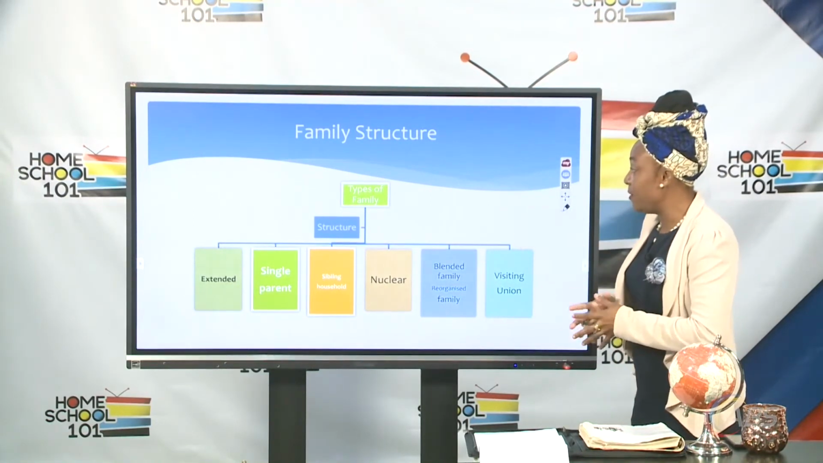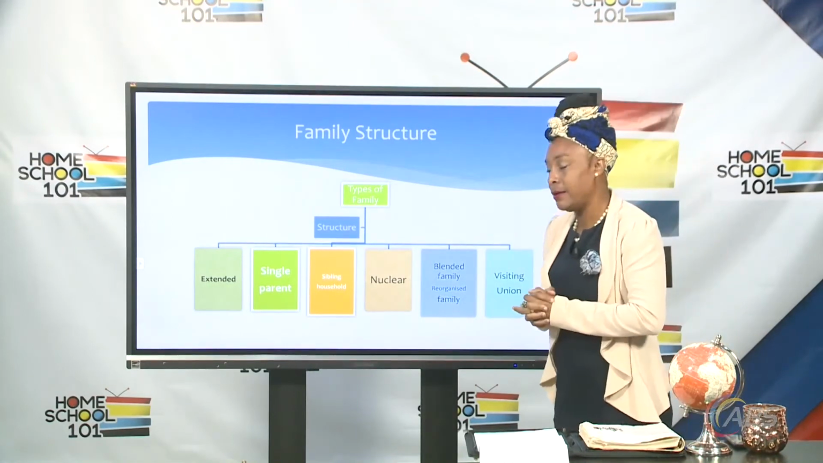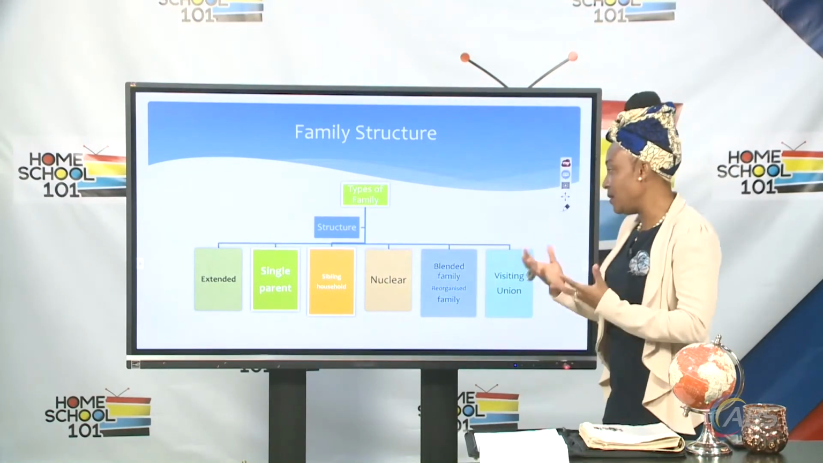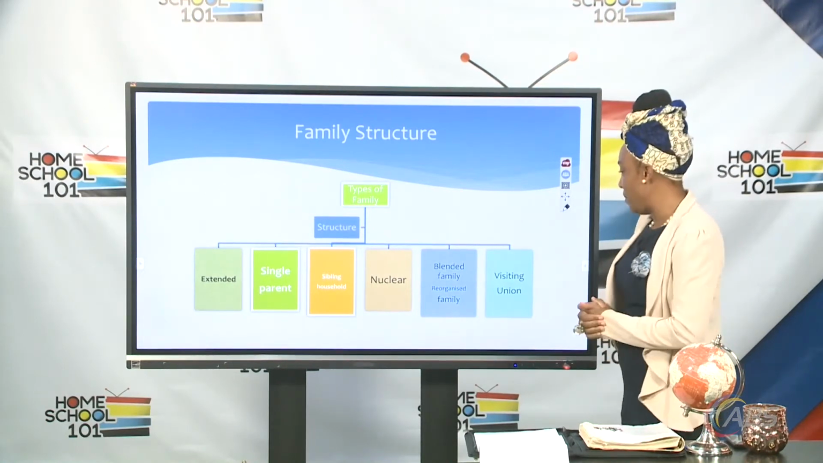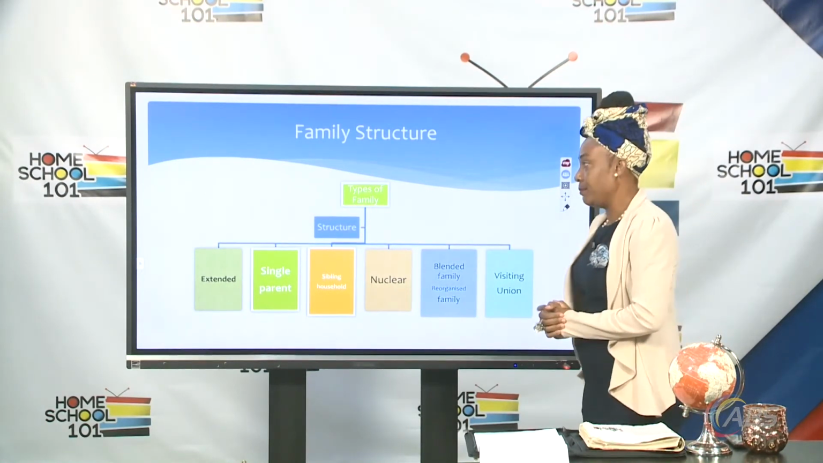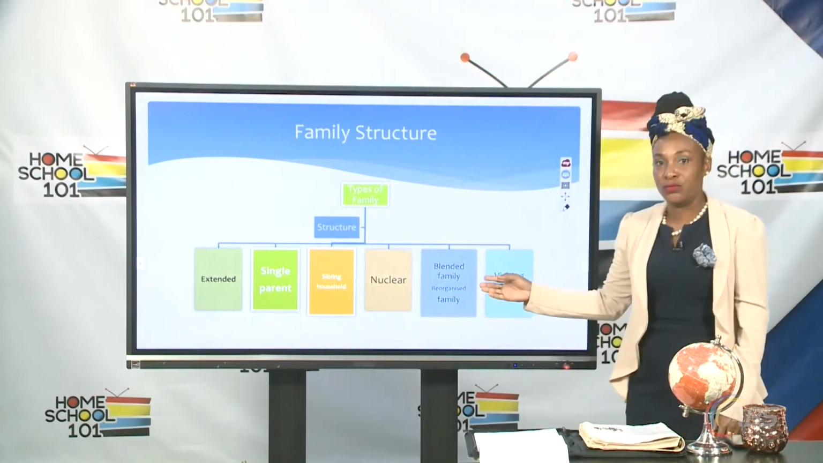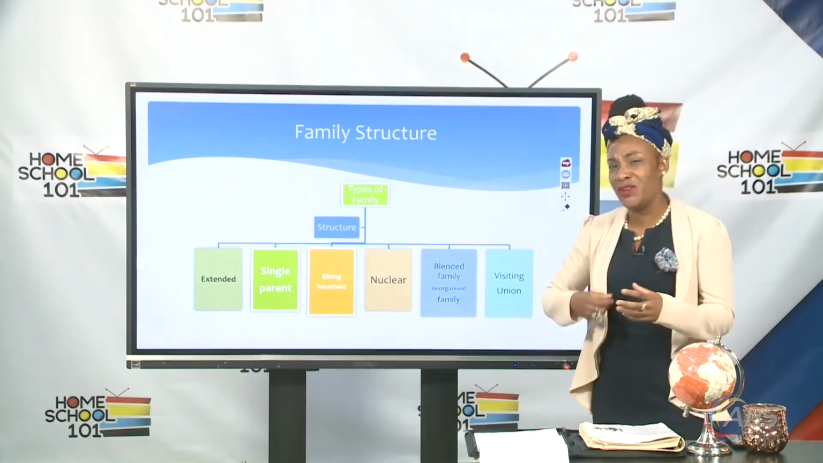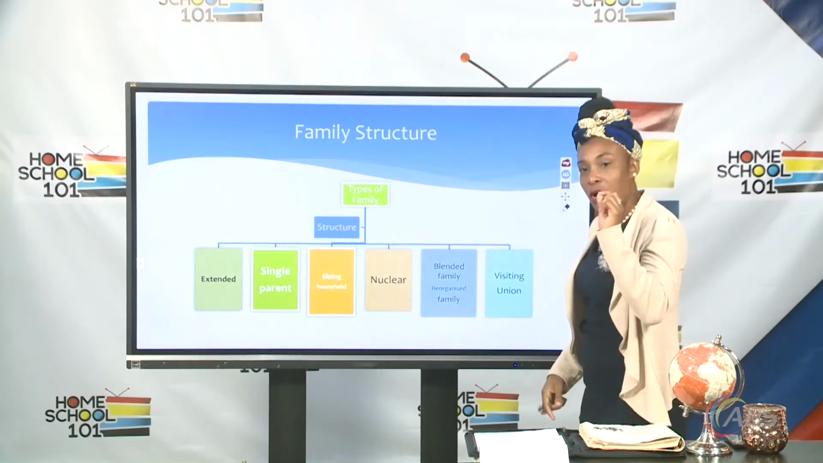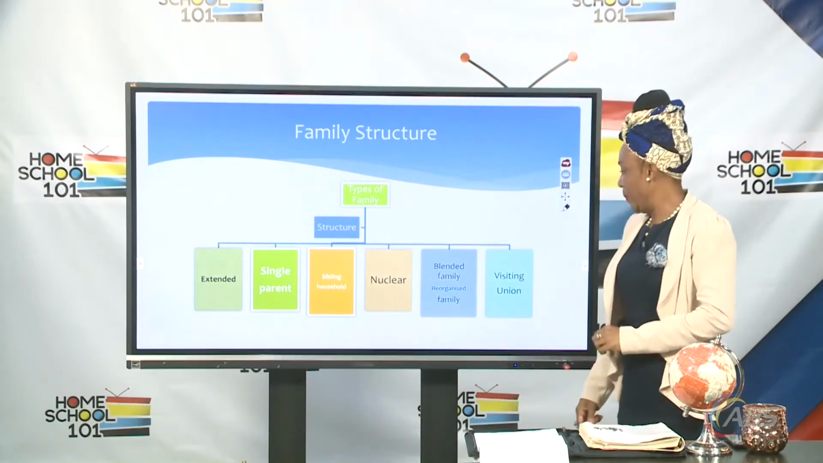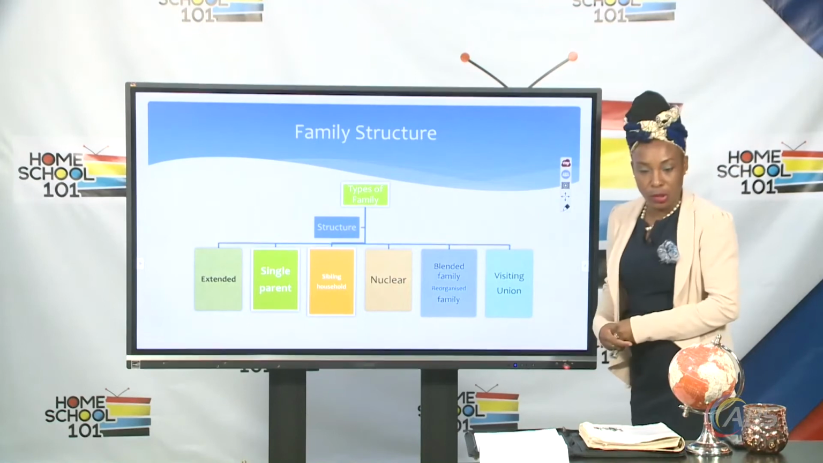So these are the different types of family that we're looking at: the extended, single parent, sibling household, nuclear, blended or reorganized family, and visiting family. I hope that you had an opportunity to write down these little notes. I know you know them, but reinforcement is good, and we want to go into that exam coming out successful. Okay, we're going to be moving on.